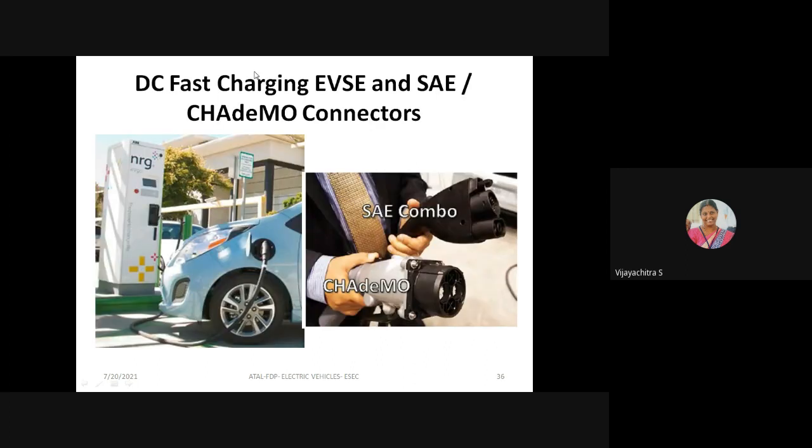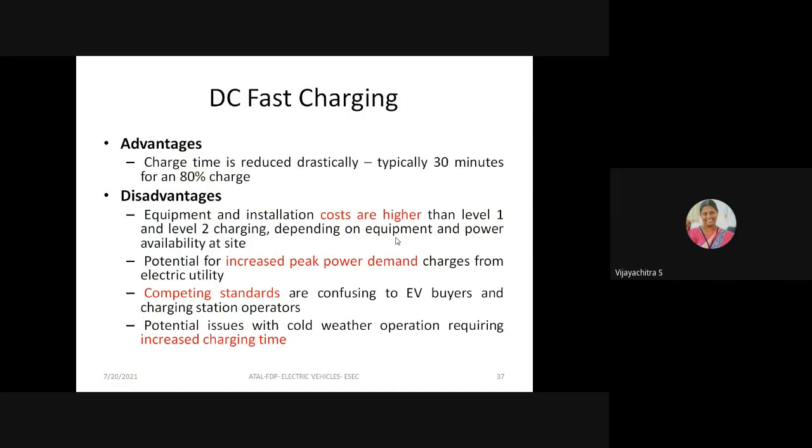This is the first one, EVSE, and this is the CHAdeMO connector, and this is the SAE Combo. This kind of connector is used in the electric charging station. When any electric vehicle wants to recharge, we go to this station and plug in, and then automatically within 30 minutes the charging will be carried out. That's the advantage of DC fast charging, with the help of the specialty connectors.